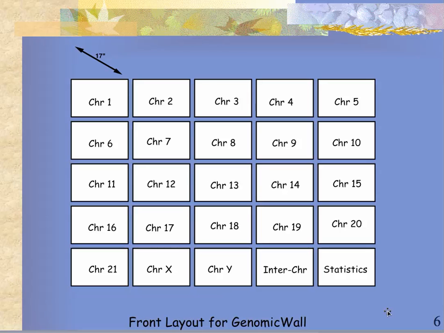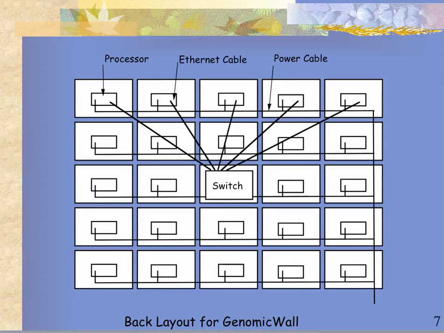So here's a mock-up of how the 25 displays might look. The 23 chromosomes of a human, and then one could use the other two for the statistics and interchromosomal displays. The size could be either 17-inch displays or smaller or larger. It doesn't make any difference. The mock-up of the back would be that you have a processor associated with each display, and then a switch which would route signals to each of the displays.